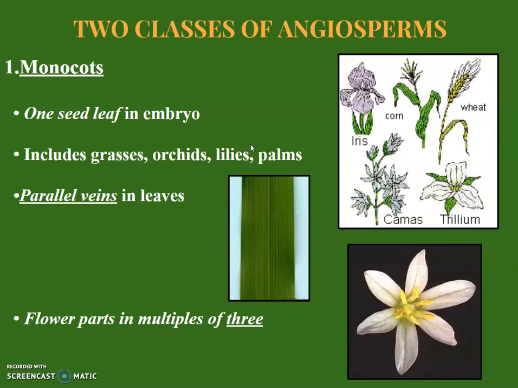So monocot angiosperms have 1 seed leaf in the embryo. These are things like grasses, orchids, lily, and palms. In their leaves, you'll see parallel veins. So to determine monocots, you'll see parallel veins in their leaves. And then their flower parts are in multiples of 3. And so you'll see either 3 petals, or 6 petals, or 9, but it'll be in multiples of 3.